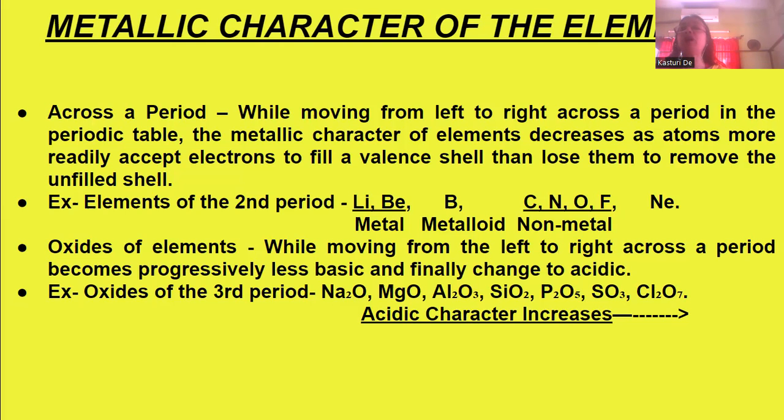Okay, so when we are moving from left to right across a period, the oxides of the elements become less basic. That is, from basic character, it becomes acidic. For example, see oxides of the third period: sodium oxide, magnesium oxide, aluminium oxide, silicon oxide, phosphorus pentoxide, sulfur trioxide, chlorine oxide. All these oxides will lose their basic character and become acidic.